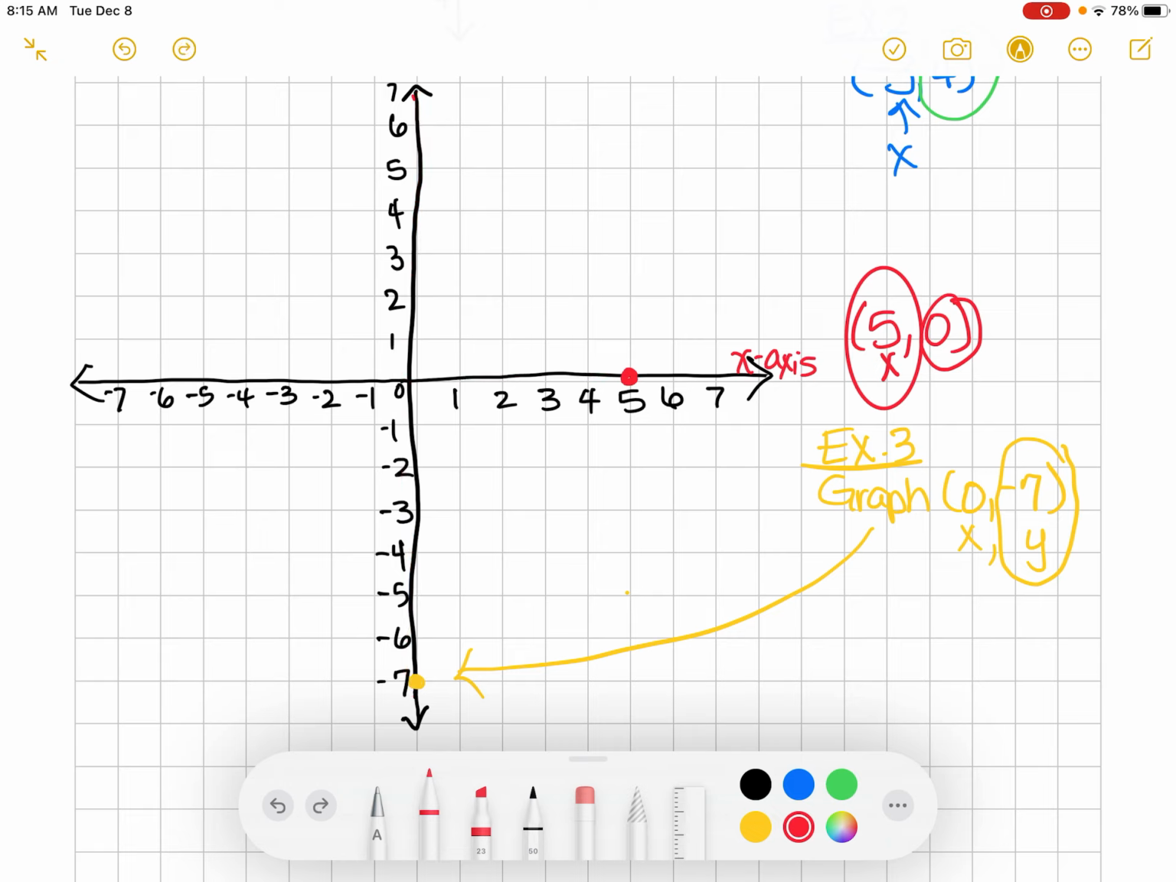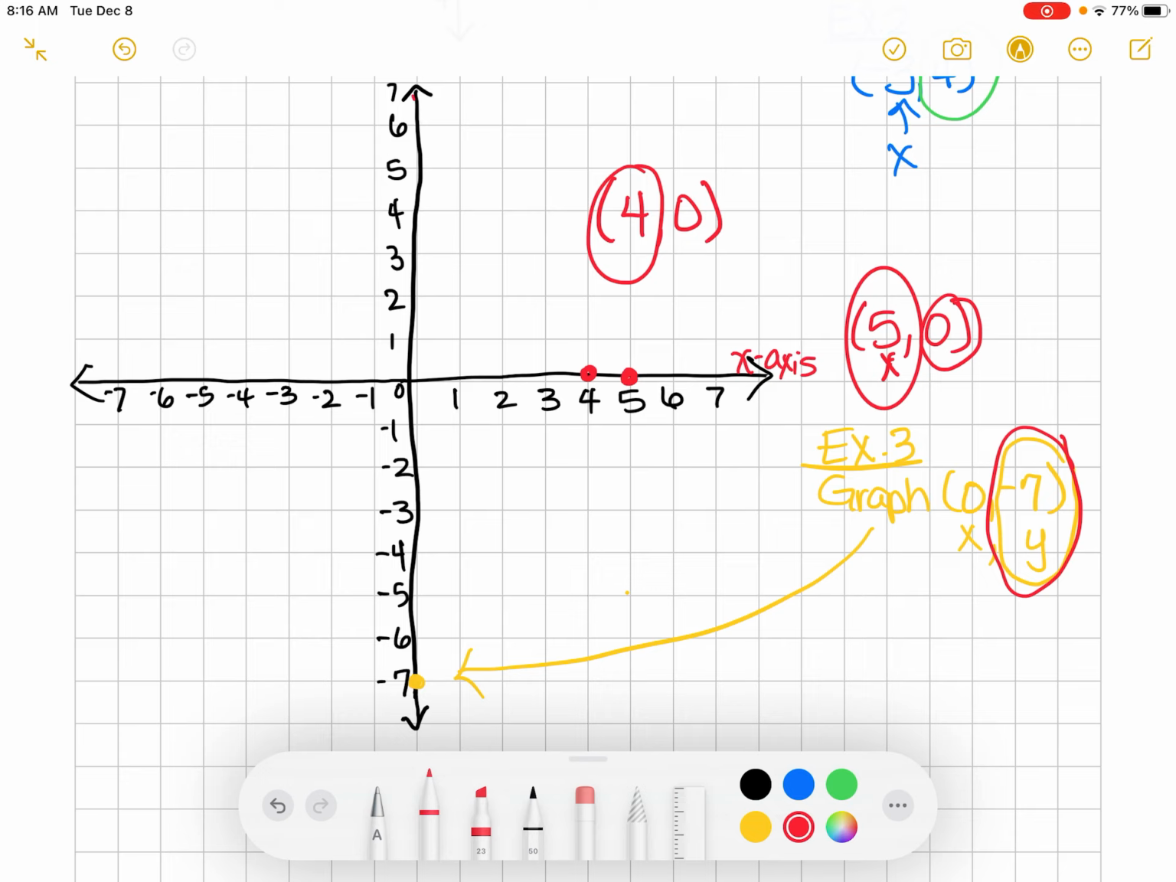Okay, so whatever, if it's in the x spot, you're putting it on the x-axis. If it's in the y area, you're putting it on the y-axis. Okay, so let's do this one on your own. Graph 4, 0. Okay, hit pause and go ahead and graph that. Okay, so the 4 is in the x spot, so you should have graphed it right here. I actually meant to put that in the y spot.